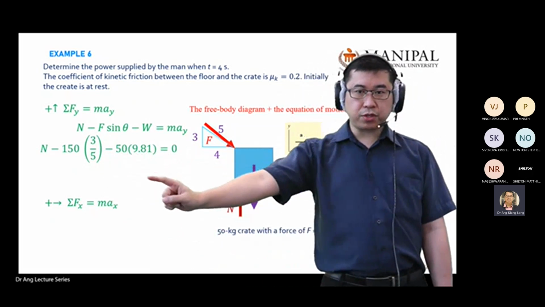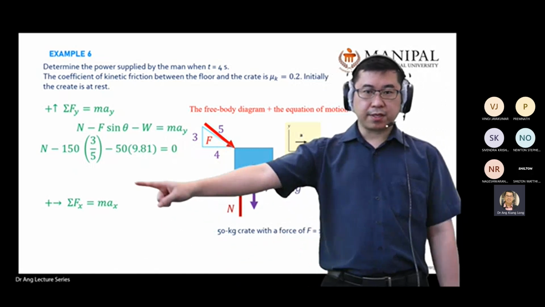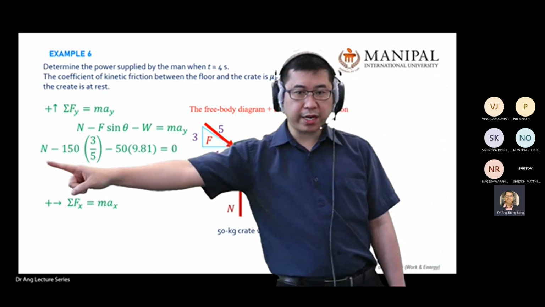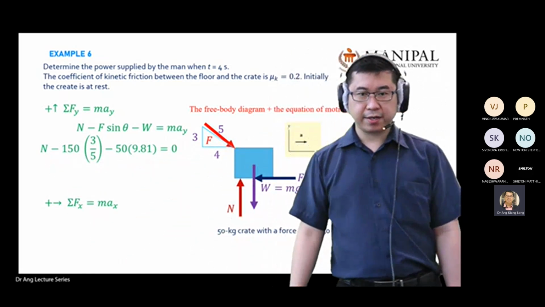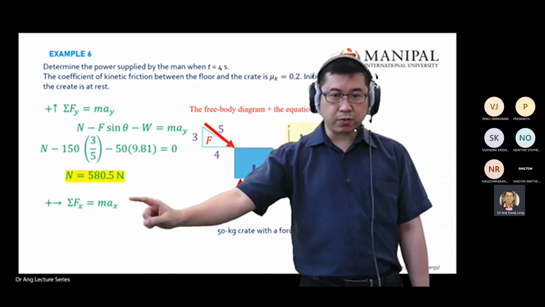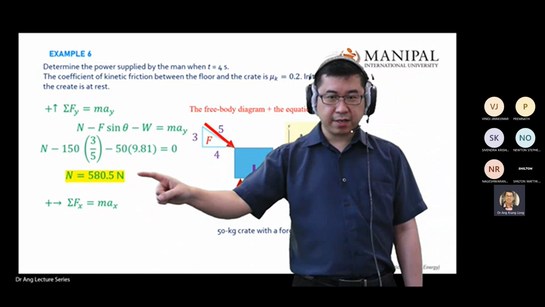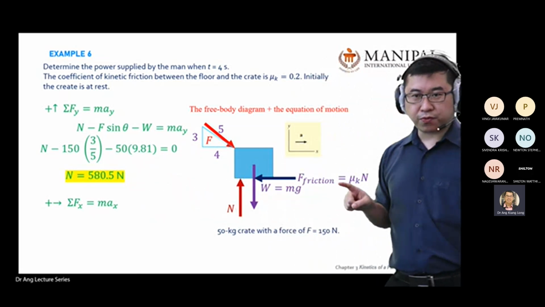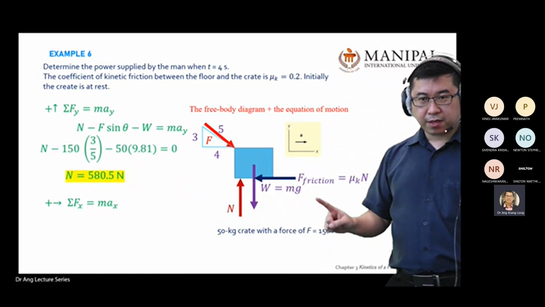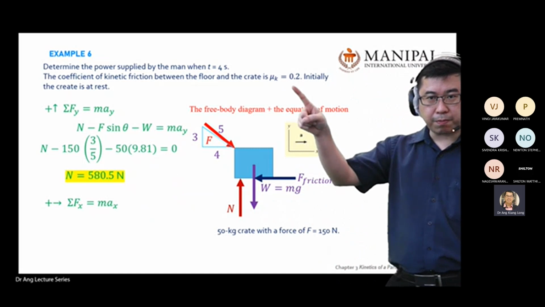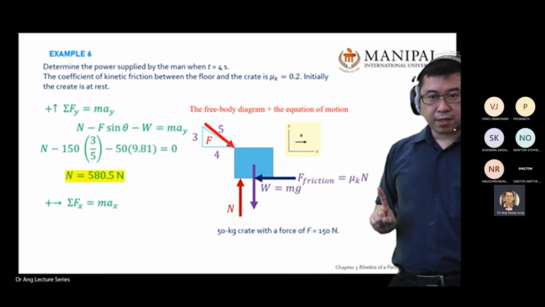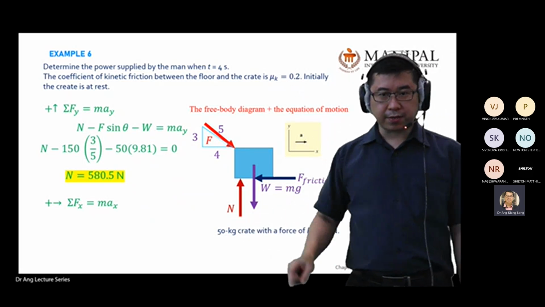W equal to mg. This equation has only one unknown. You solve for the N. N equal to something. What is the purpose of finding N? N helps you to find the friction force. Friction force equal to mu times the N.